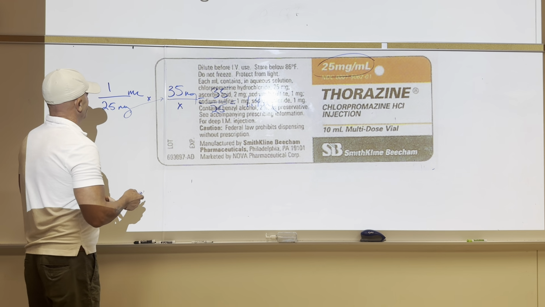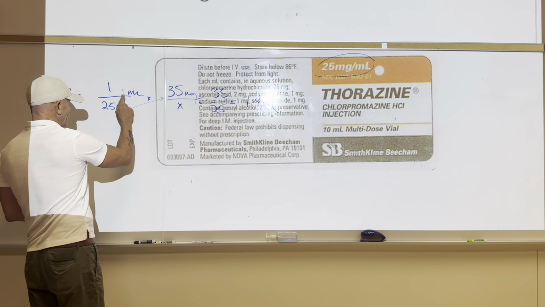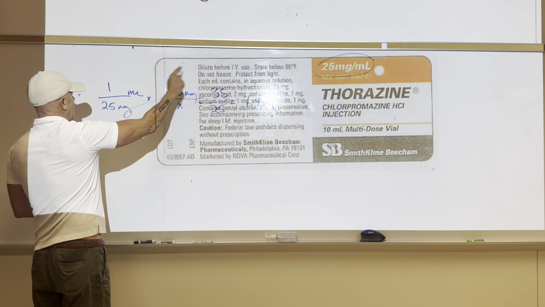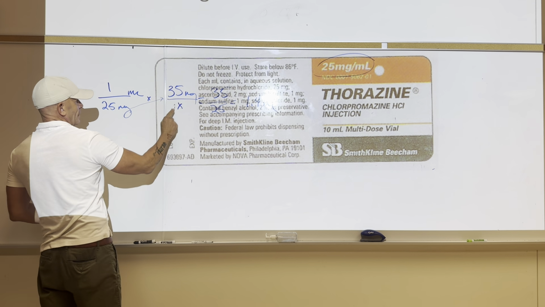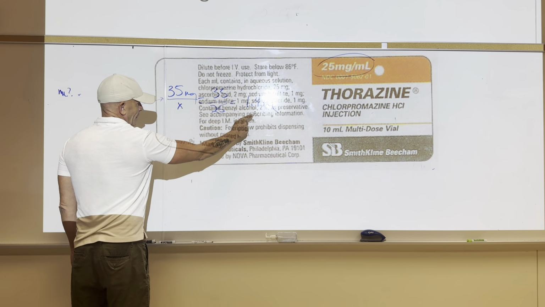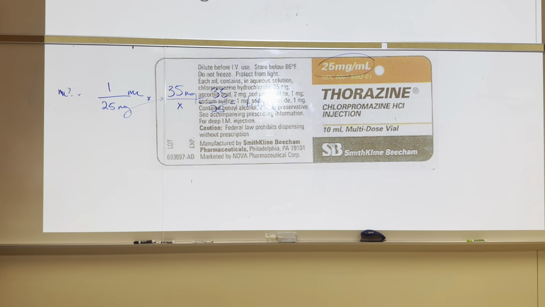Alright. Do it the way I just wrote it. 1 milliliter equals 25 milligrams. They give you 35 milligrams over X. 35 divided by 25 is 1.4 mLs. Okay? That's one dose.